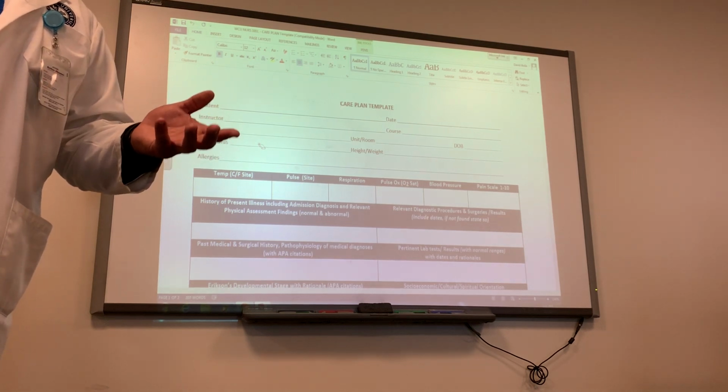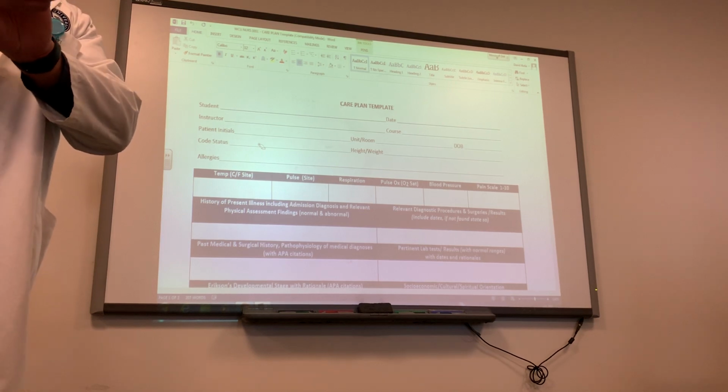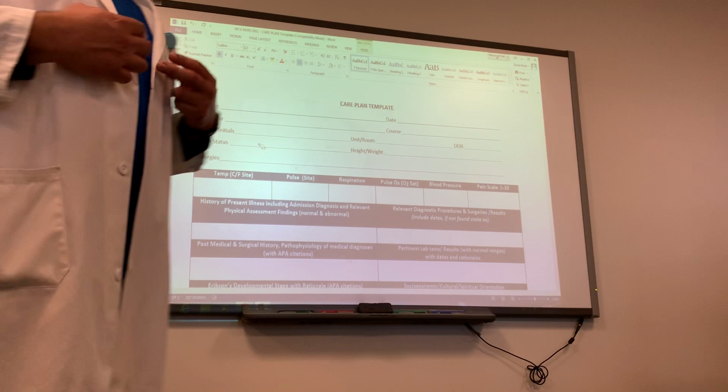Check the code. Check what? Check the code status. Either way, it should be on their wrist. If it's DNR, they're going to have a wristband. Or have the chart right there with you and check it.